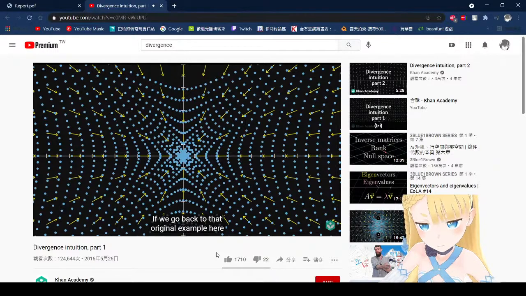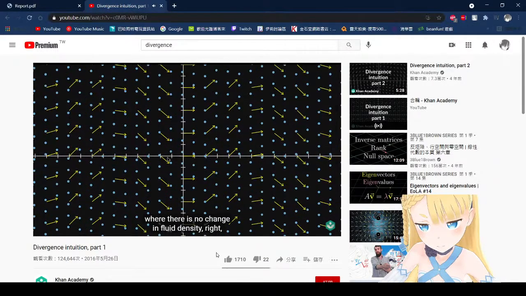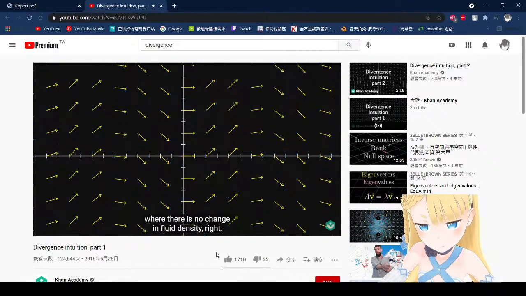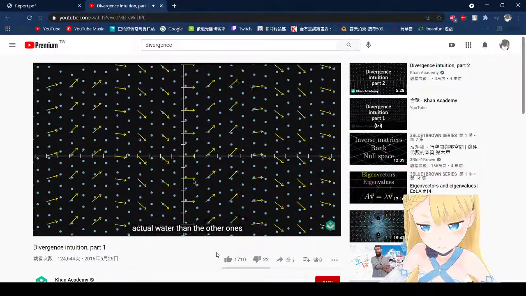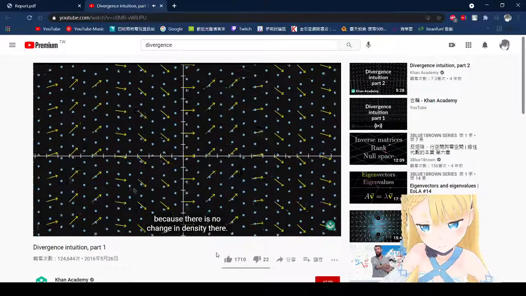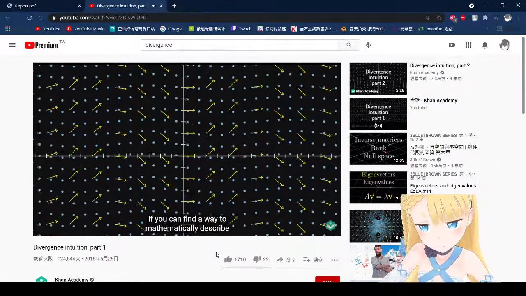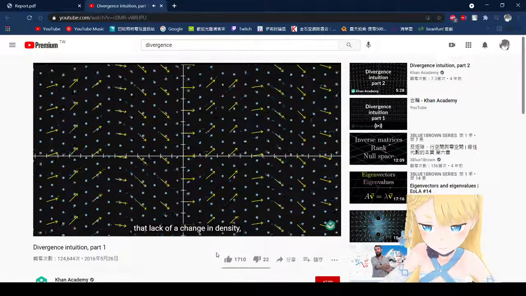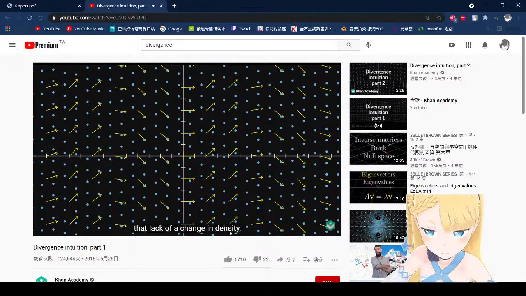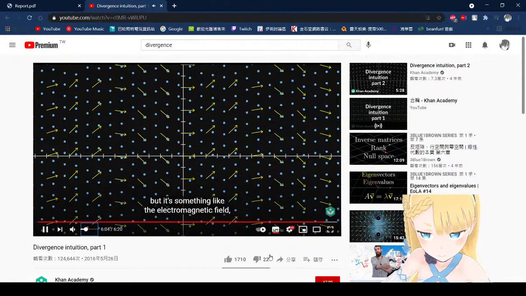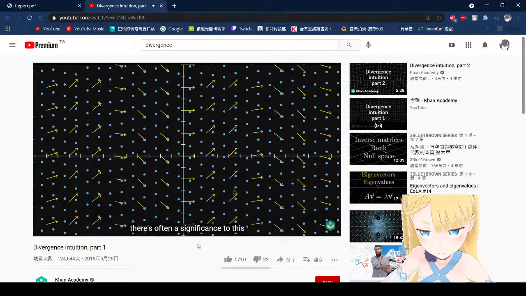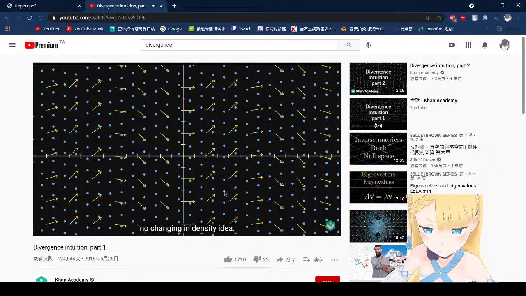And if we go back to that original example, where there is no change in fluid density, you might notice this feels a lot more like actual water than the other ones, because there is no change in density there. And if you can find a way to mathematically describe that lack of a change in density, that's a pretty good way to model water flow. And again, even if it's not water flow, but something like the electromagnetic field, there's often a significance to this idea of no changing density.